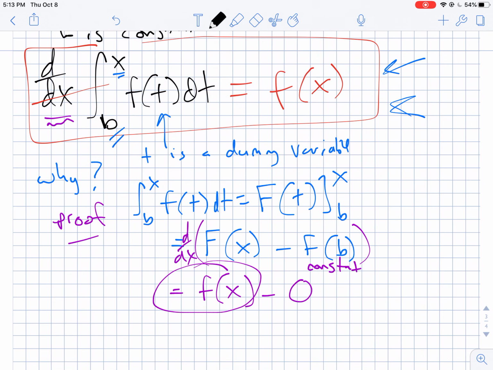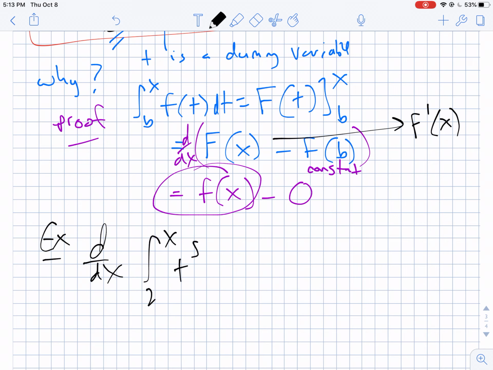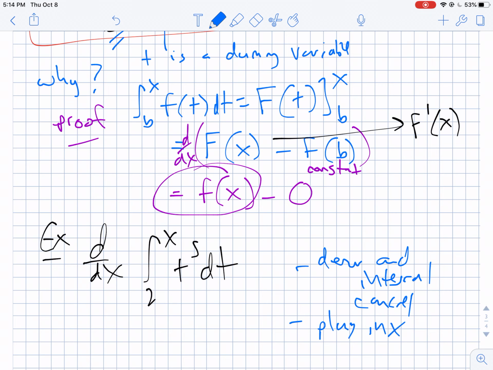Now, keeping that in mind, let's look at some example problems. Some of these you'll see are going to be pretty straightforward, because again, you take the derivative of the integral, you get the derivative of the antiderivative, that's the original. So let's take, for example, the derivative of the integral from 2 to x of t to the 5th dt. When you see a problem like this, there are two things that happen. The derivative and the integral cancel, and then you just plug in the x. You're just going to get x to the 5th. And that's all you're going to do on these problems.